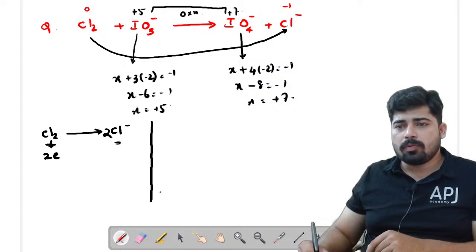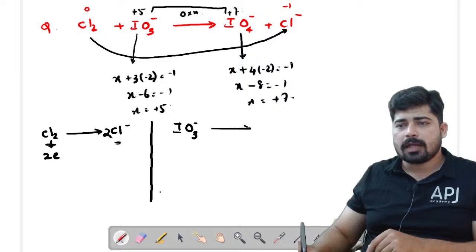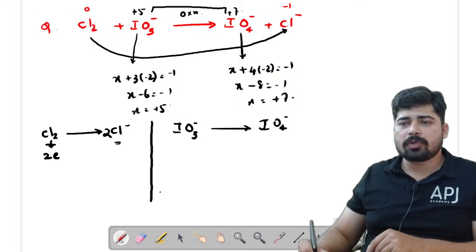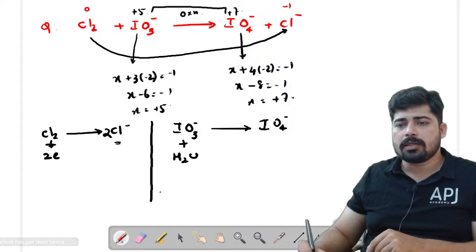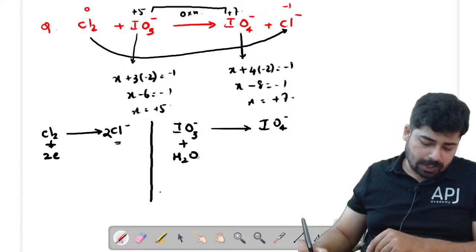And now moving to IO3 minus giving IO4 minus. First of all, look into iodine. Iodine is already balanced. Now we have to look into oxygen. In order to balance oxygen, you have to use a water molecule. So I will add one water molecule here, so that in the LHS there are 4 oxygen atoms, and in the RHS also we have 4 oxygen atoms.